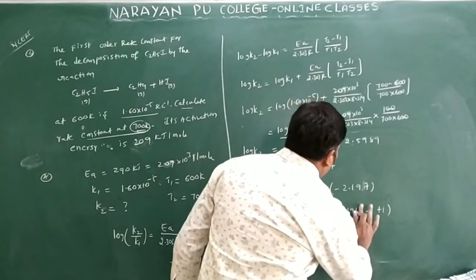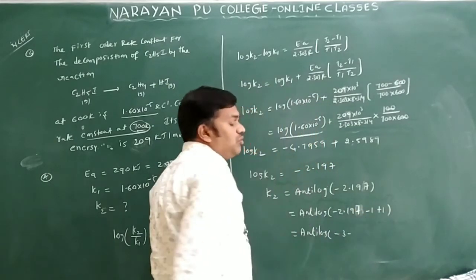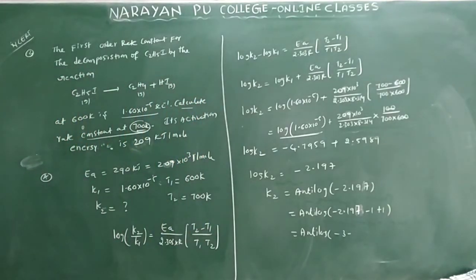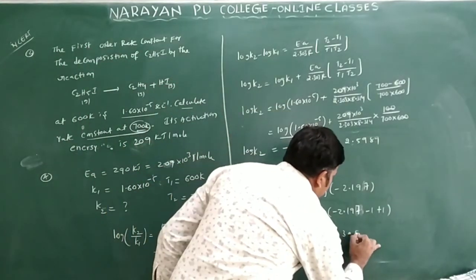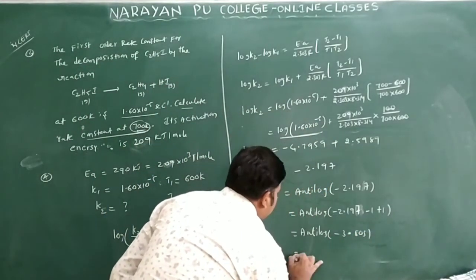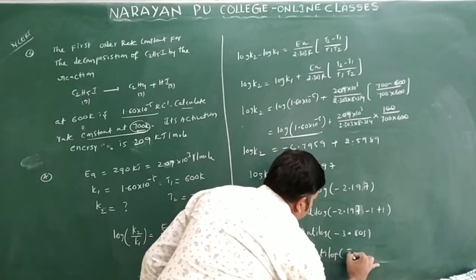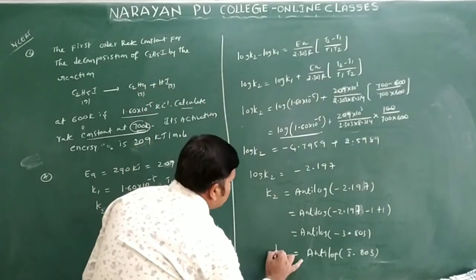This is 1 minus 0.197. So 1 minus 0.197 you will get 0.803. So this minus 3 you will write as bar 3. The anti-log of this is bar 3.803. Okay, this is K2.